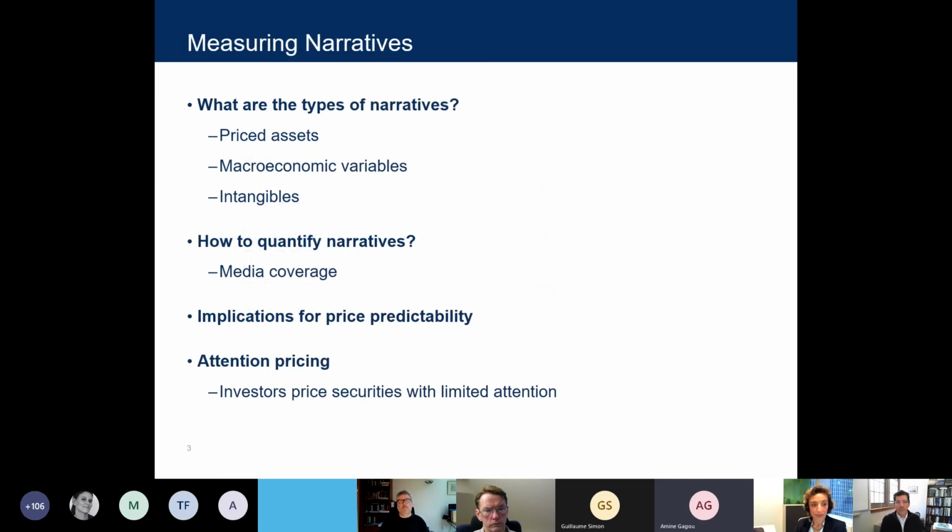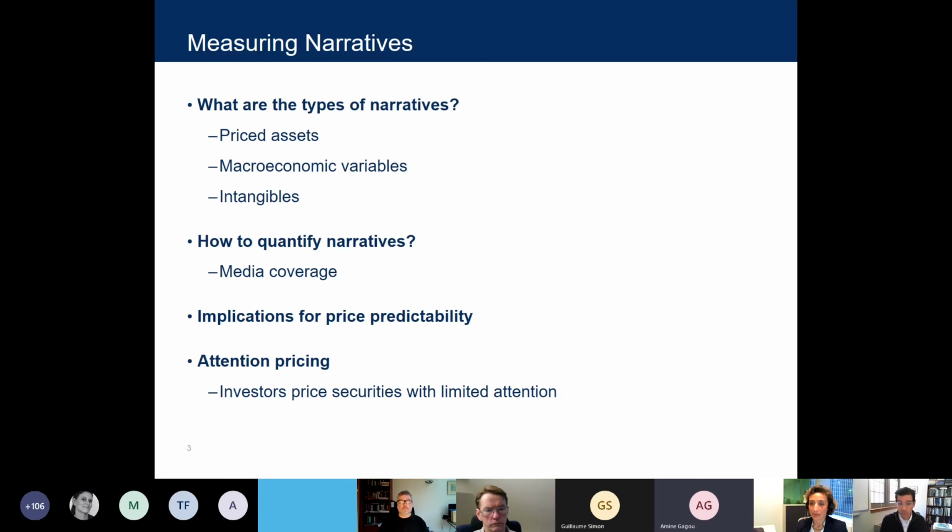So what are the different narratives? I like to classify them into three. One type of narrative is just priced assets. We can talk about the stock market, particular stocks, Tesla, Twitter, whatever, metaverse. We can talk about these kinds of priced securities. If we want to understand a little bit about them, well, at least we have a price, oil.